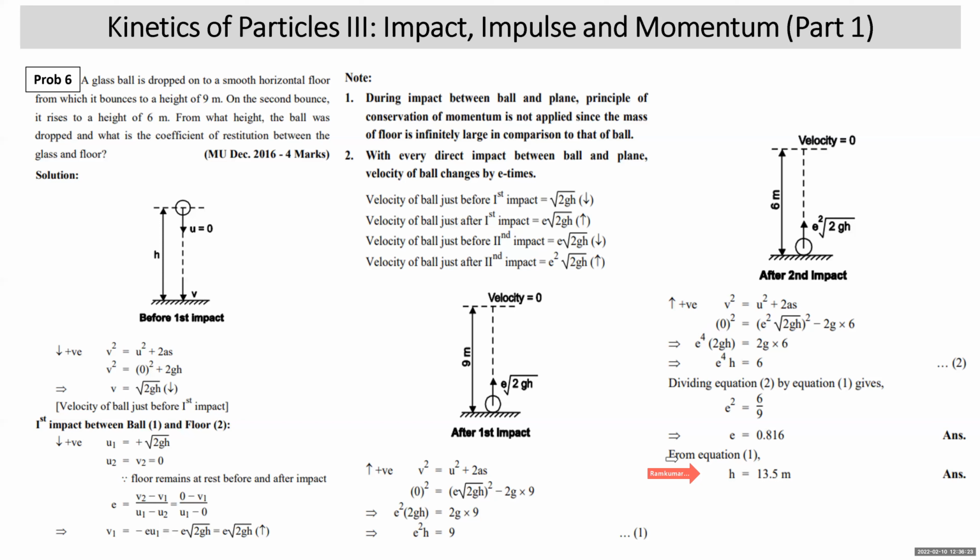In this problem, we have drawn two important conclusions. One is that when the impact is happening between the ball and the plane, we do not apply the principle of conservation of momentum at all, because the mass of the floor is infinitely large in comparison to the mass of the ball. Also, with every direct central impact between ball and plane, the velocity of the ball changes by e times. Direct central impact means the ball is hitting the plane at 90 degrees.